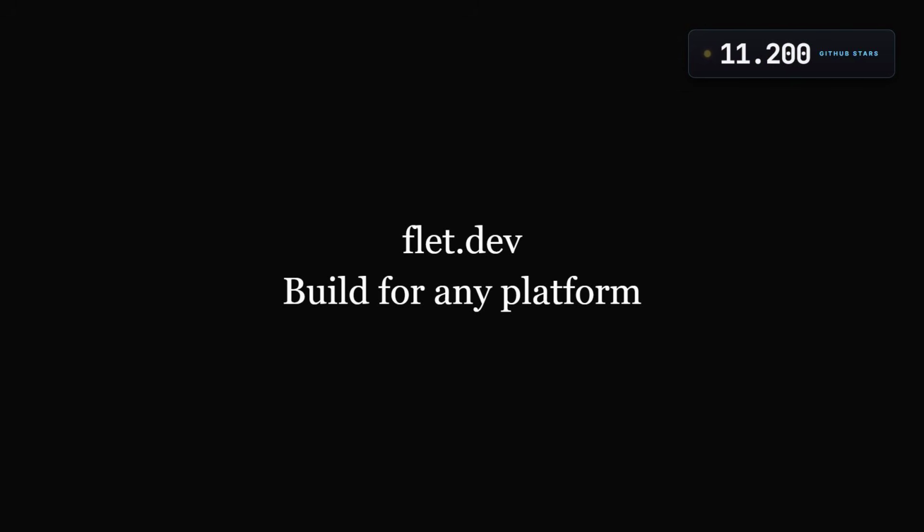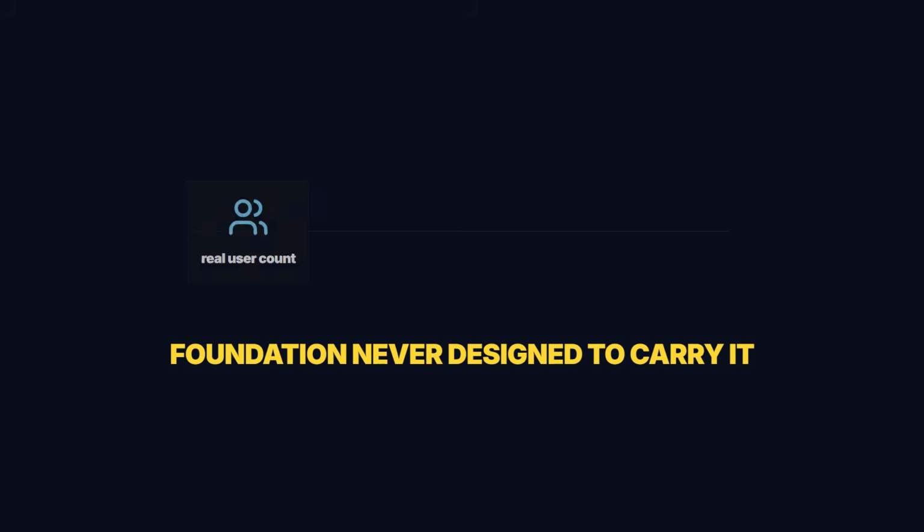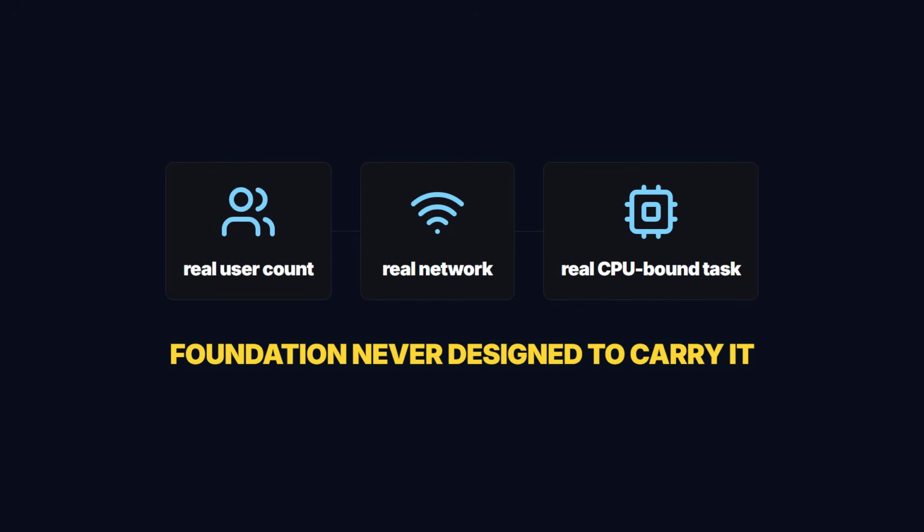But there's an invisible wall every large Flet project hits. It doesn't appear in the demo. It doesn't appear in the tutorial. It appears the day a real user count shows up, or the day a real network shows up, or the day a real CPU-bound task shows up. And by then, you've already built half your product on a foundation that was never designed to carry it.